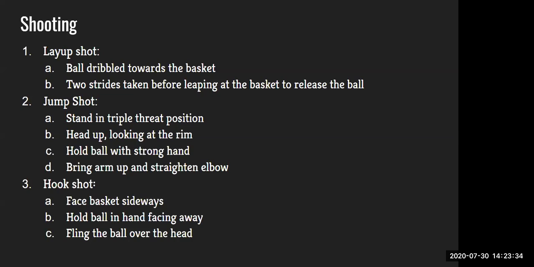Then a hook shot. A hook shot is when you face sideways towards the basket, and you hold the ball in the hand facing away, and you fling the ball over your head. And a free throw. For a free throw, you should have an elbow of 90 degrees and the fingers spread out. Then you straighten your elbow and you give a spin to the ball.